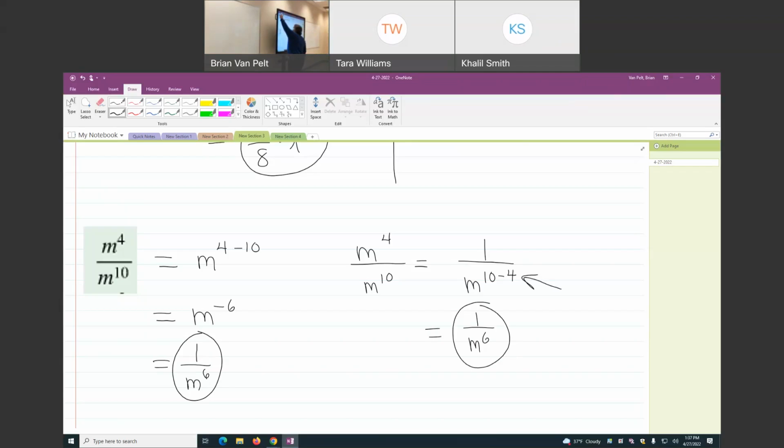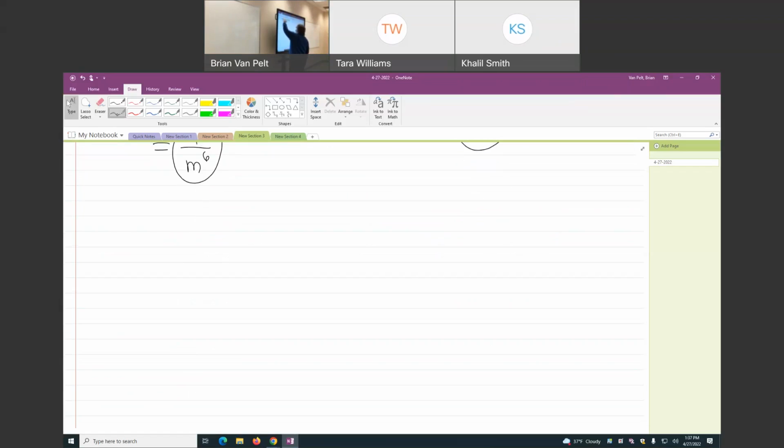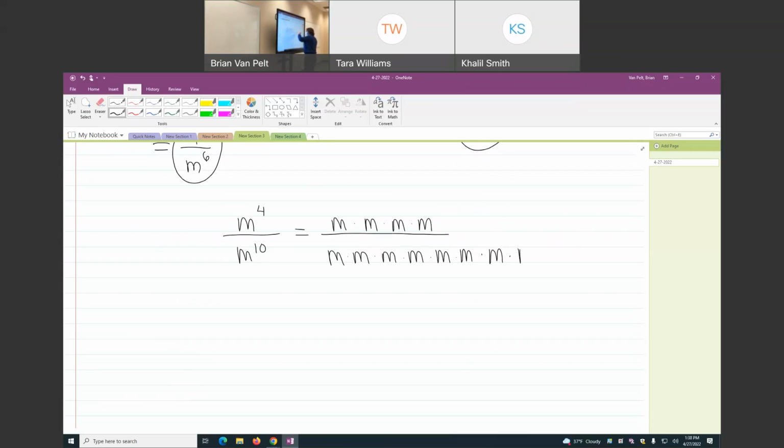One last thing that I want to say, and I don't want you to forget this at any time, is the following. Remember, the top is simply this. Bottom. So if you look at it this way, take out 4 of these guys from the top and 4 from the bottom. How many guys are left? 1 over m to the 6. Don't lose sight of that fact.